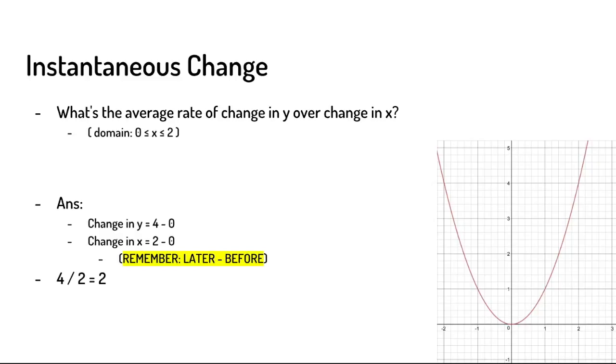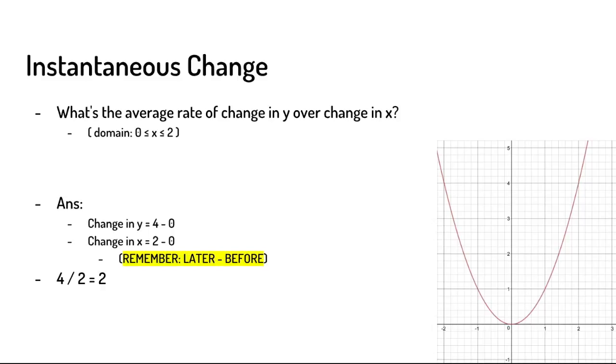Now here, what you have to remember is that whenever you're looking for a difference, you have to do later minus before. So what I did was 4 minus 0, not 0 minus 4. But in math, because you're finding the difference, you can do 0 minus 4, but you have to keep your method constant. So if you did 0 minus 4, then you have to do 0 minus 2 as well.